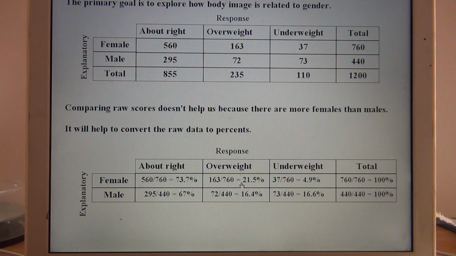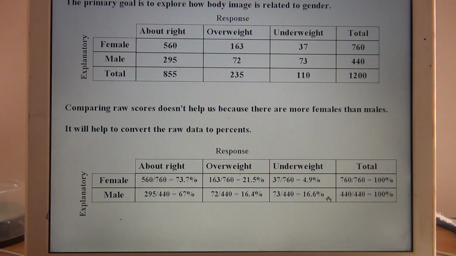Interesting that females saw themselves overweight 21.5%, where males only saw themselves overweight 16.4%. And it may be that our culture forces females to be a little more conscious of their body image and things like that. I don't know, I'm just speculating, but I thought that was interesting. And underweight, 4.9% or 5% of the females saw themselves as underweight, whereas almost 17% of the males saw themselves as underweight.